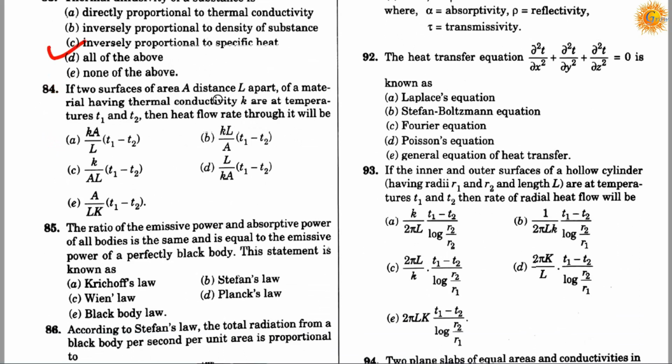If two surfaces of area A, distance L apart, of a material having thermal conductivity K are at temperatures T1 and T2, then the heat flow rate through it will be: option A, K A upon L (T1 minus T2); option B, K L divided by A (T1 minus T2); option C, K upon A L (T1 minus T2); option D, L upon K A (T1 minus T2); and option E, A upon L K (T1 minus T2). Correct answer is A. It means K A divided by L (T1 minus T2).